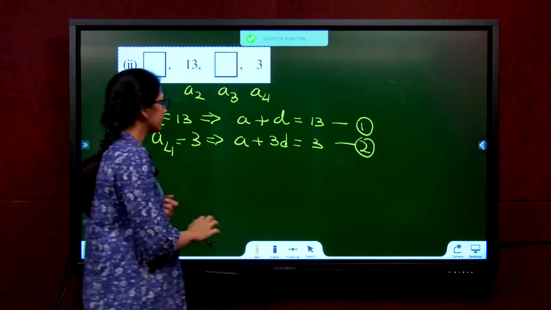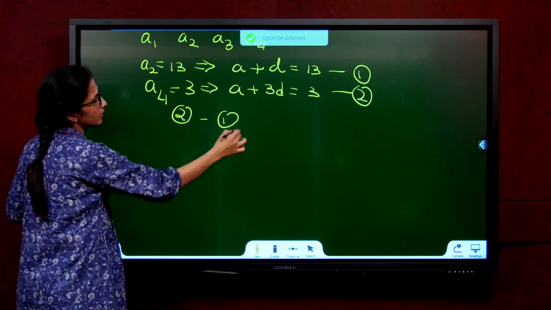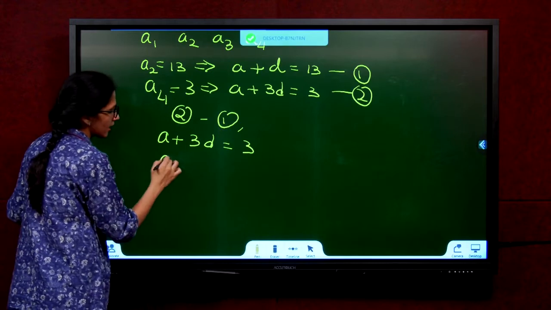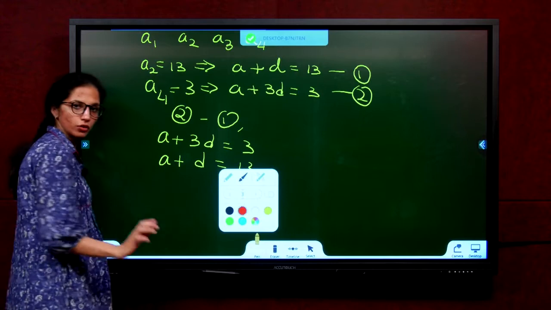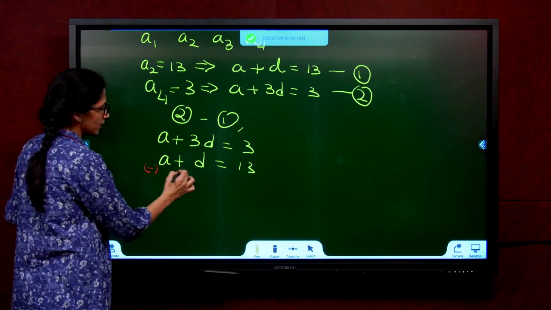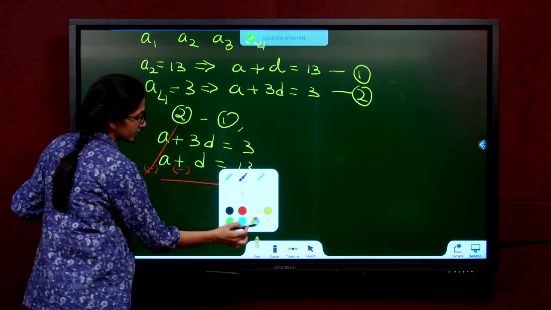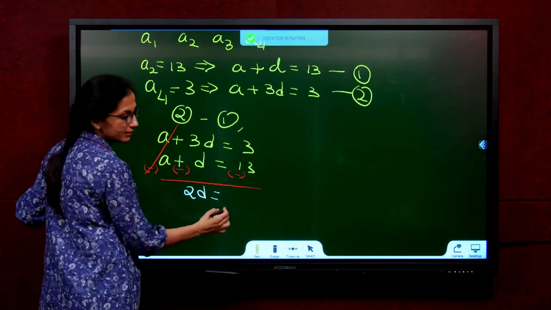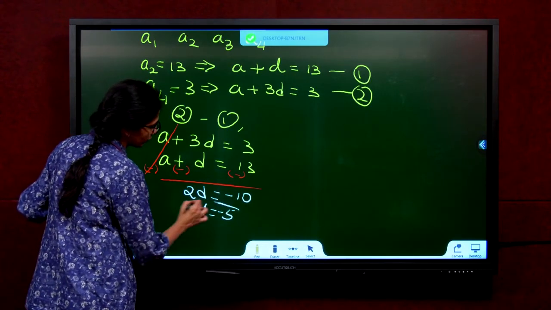We will do equation 2 minus 1. So when you do equation 2 minus 1, A plus 3D is equal to 3, A plus D is equal to 13. You can do 1 minus 2 also. You will get the same answer. No problem. Change the signs. A and A cancel. 3D minus D, 2D. 3 minus 13, minus 10. D is equal to minus 5.